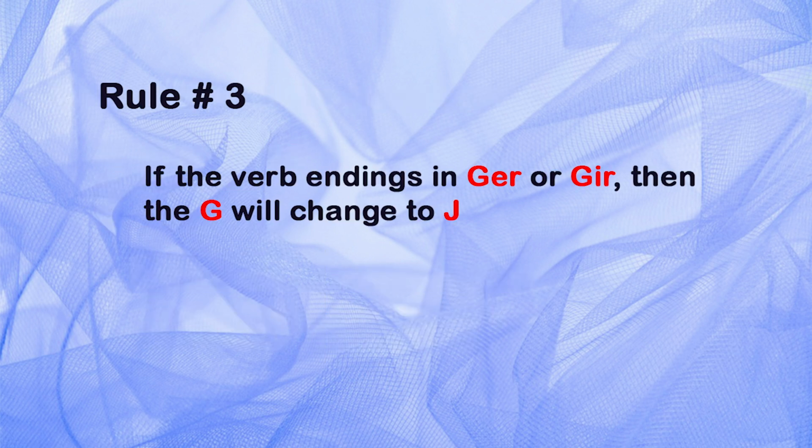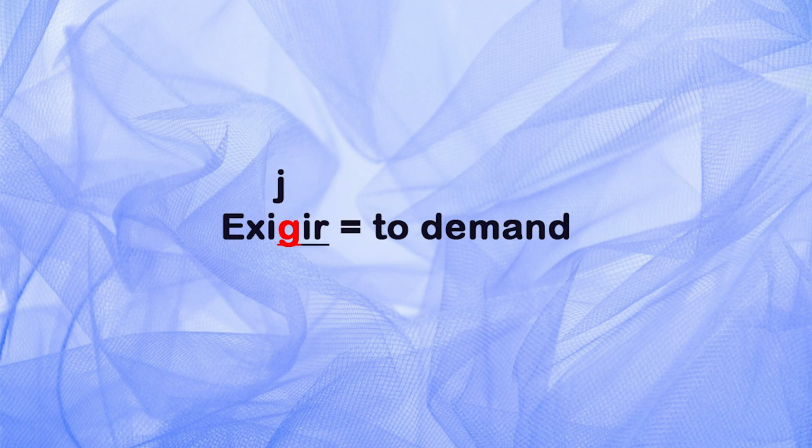Rule number 3. If the verb ends in GER or GIR, then the G will change to J. For example, exigir means to demand. The G in exigir will change to J.